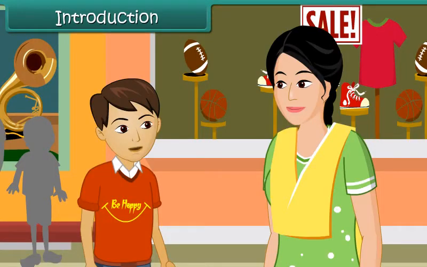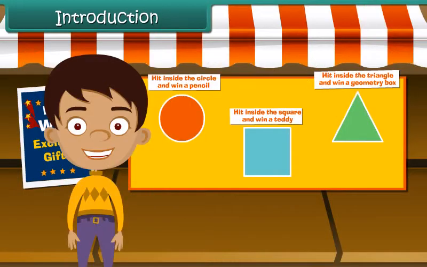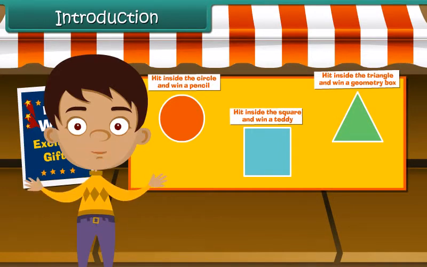Look, Mama, it's really interesting, but... What happened, son? Do you want to try? Yes, I want to win the geometry box, but I don't know which among these shapes is triangle. Friends, circle, square and triangle are some of the geometrical shapes. Come, let us know about these shapes in the lesson Geometrical Shapes.